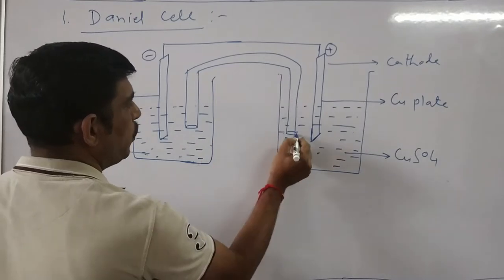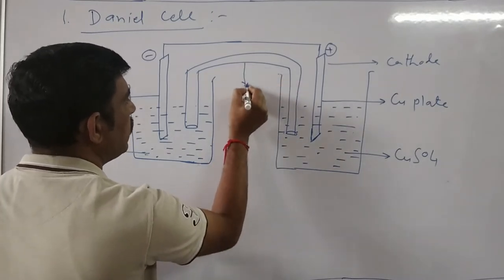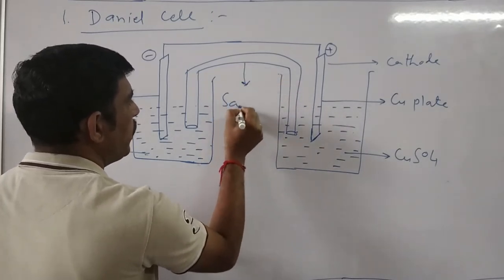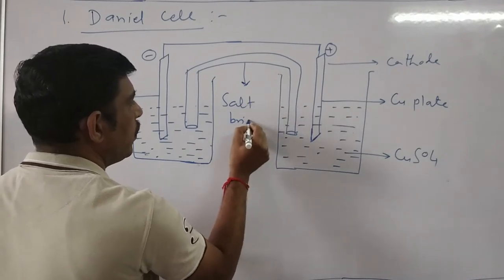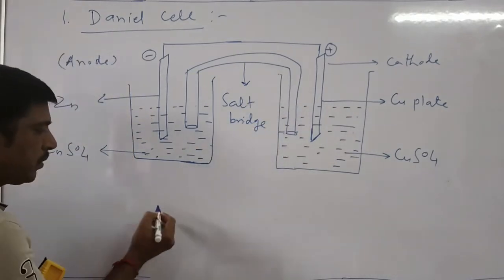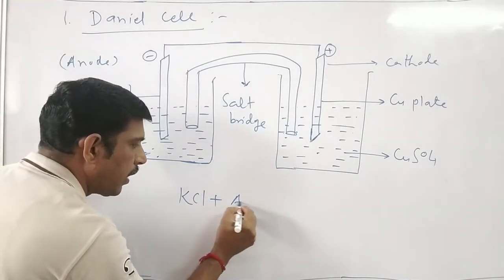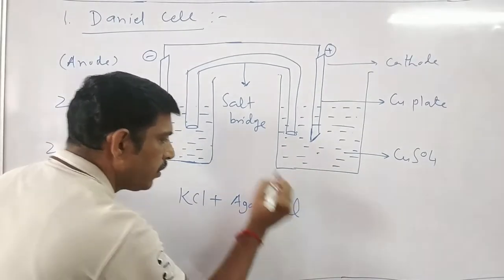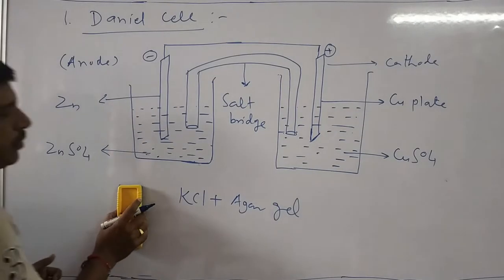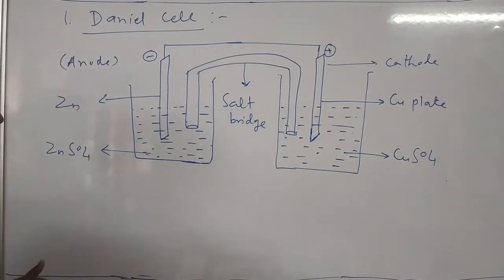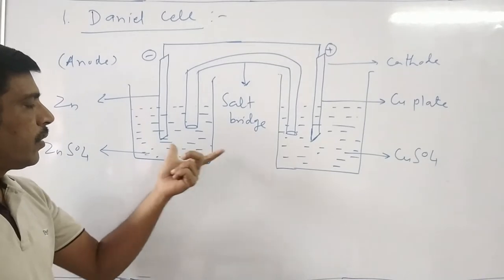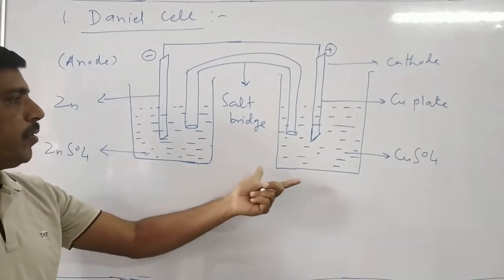That U-shaped tube is called a salt bridge. The salt bridge is a mixture of potassium chloride solution and agar-agar gel. Then what is the use of this salt bridge? The salt bridge maintains the electrical contact in between.